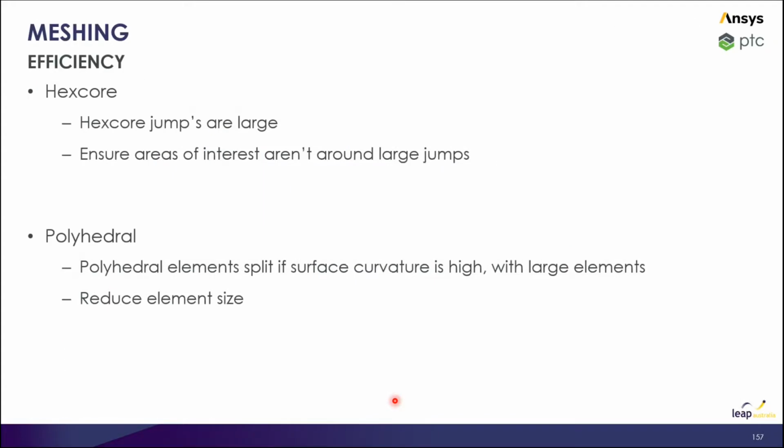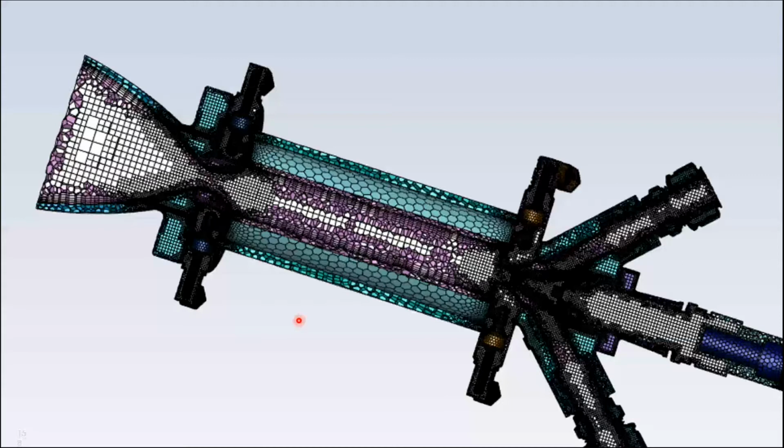When it comes to efficiency, the thing to keep in mind with the hex core is that there are these hex jumps, and if you don't take a good look at them, if they're around the areas of interest, they can cause some problems. The other problem with polyhedrals that you've got to keep in the back of your mind is the size of it. If you've got a lot of curvature, you might need some more elements to pick it up. So you can see here around this region, if you've got a large jump, you might be missing information. So making sure you've got additional refinement around here is very important.